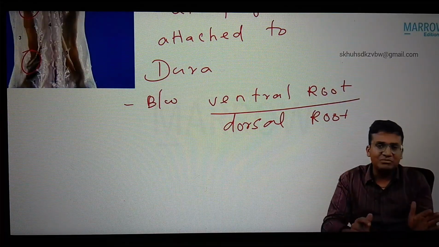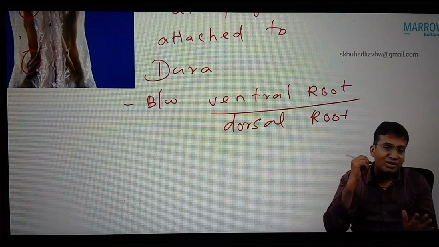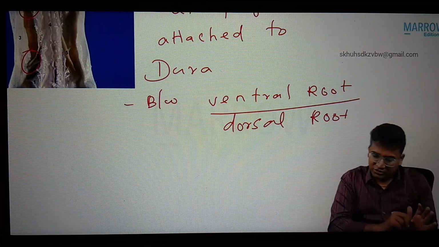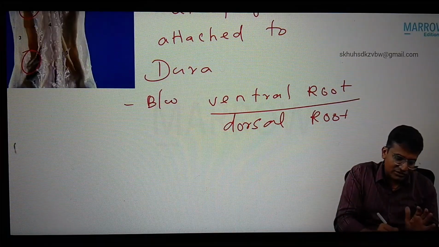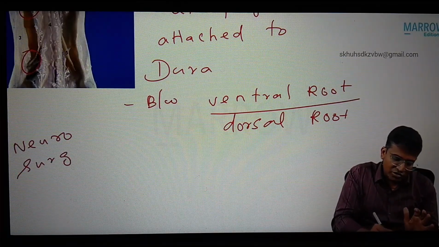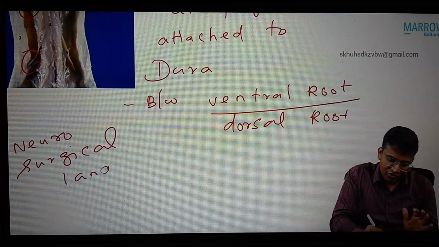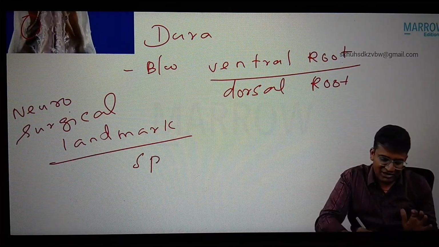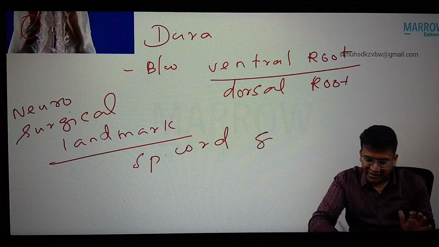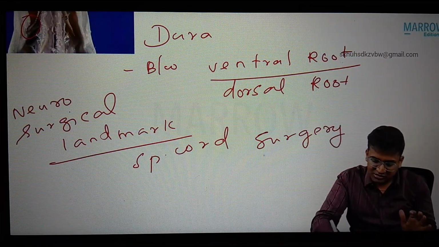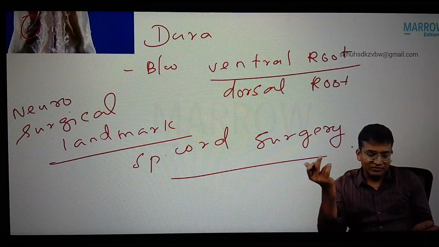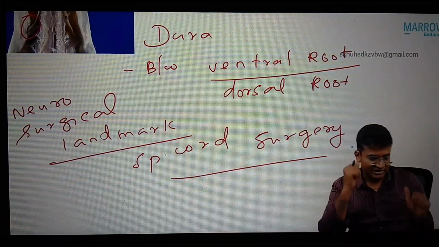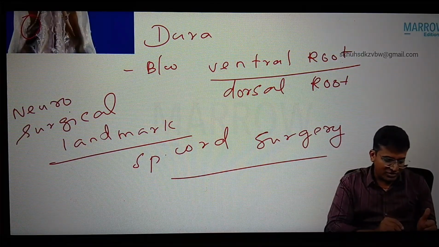So surgically, this ligamentum denticulatum is an important landmark to identify the ventral root and the dorsal root. The ligamentum denticulatum serves as a neurosurgical landmark in spinal cord surgery. Okay, right. That's all. Now next.